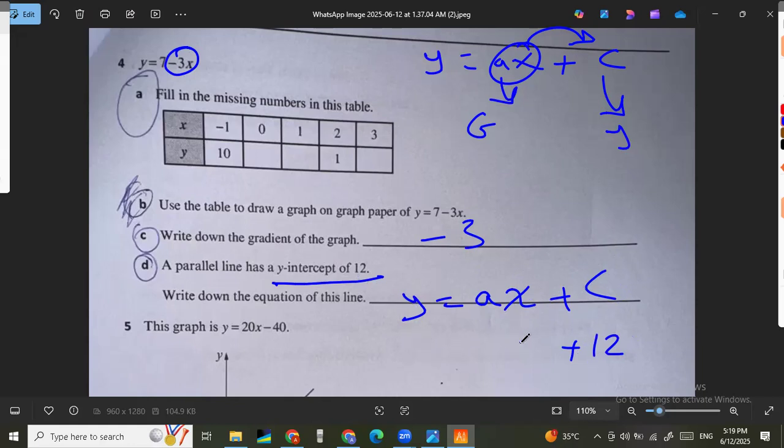What is the gradient then? They told you it's a line parallel to this one. What does parallel mean? It has exactly the same gradient, because gradient means how steep a line is. So it has the same gradient as this one because it's parallel to it, so negative 3x. And I use the y-intercept they gave me, which is positive 12.